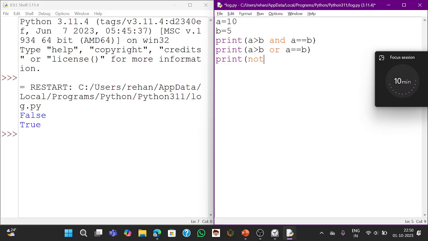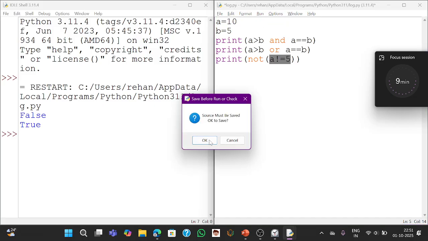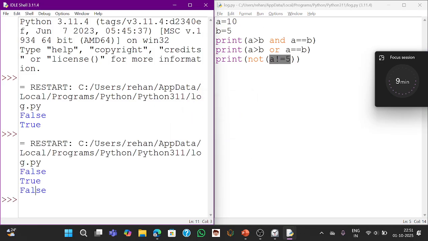So what I'll do here, not of A not equal to 5. NOT will just convert true to false, false to true, right? Just opposite, inverting. So first you tell me, A not equal to 5, is this true or false? A value is what? 10. I have assigned 10. Now is 10 not equal to 5? Yes, true. Not of true will be what? False. See? So when you run this program, what you are going to get is false.